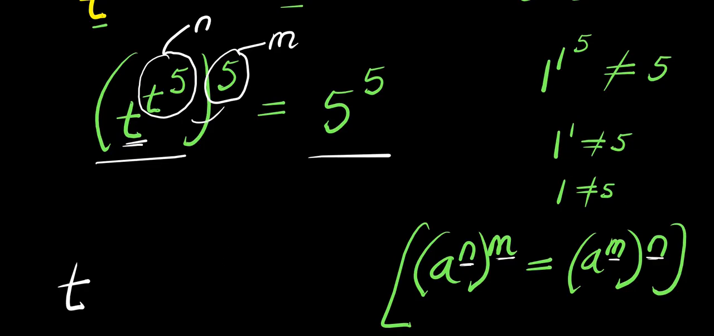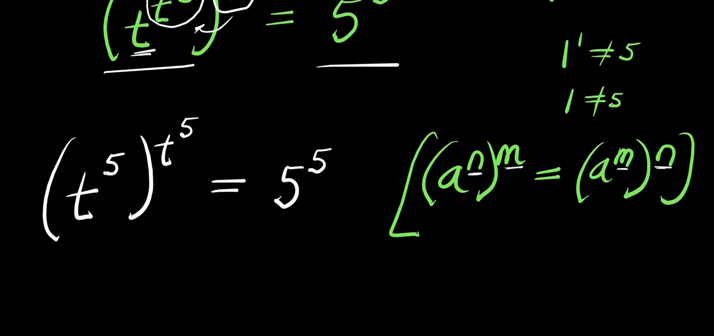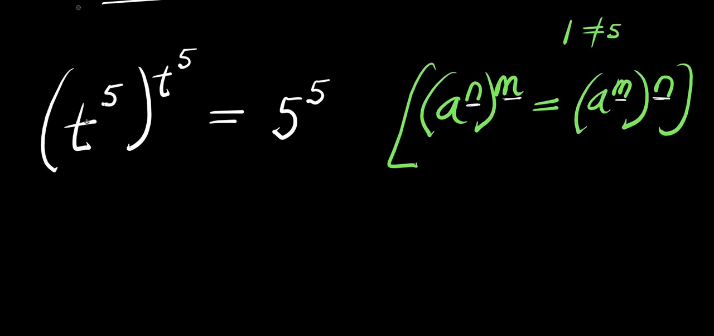So the 5 here will come inside this bracket. We have t power 5 raised to the power of the t power 5 here, which will come outside the bracket. And this equals 5 to the power of 5. Now from here, you agree with me that the t power 5 here is the same as the t power 5 here, and the 5 here is the same as the 5 here.